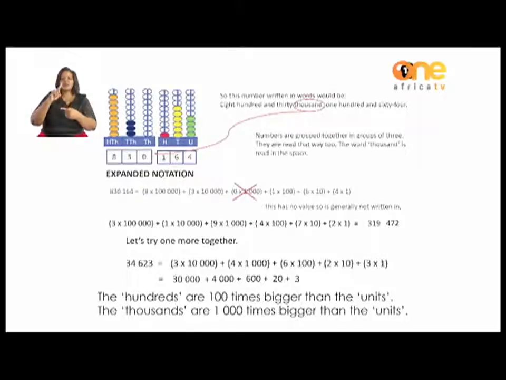Let's try some more examples together. We have 34,623. If you have to expand that, you can do it exactly how it's shown on that slide, and then your final answer should be 30,000 plus 4,000 plus 600 plus 20 plus 3.